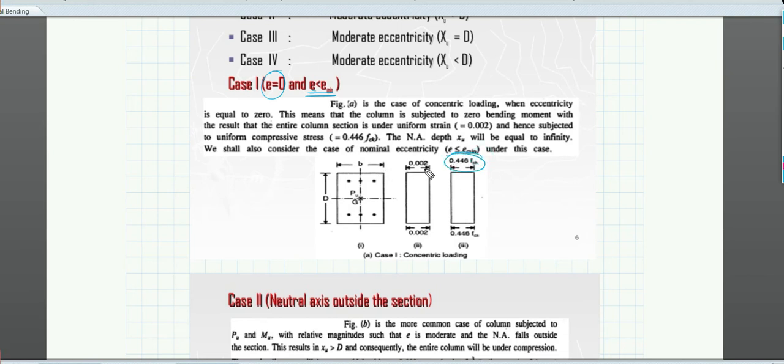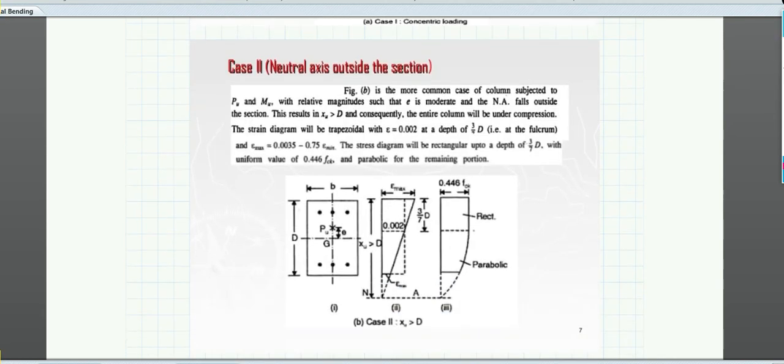0.446 fck, and you know that the rectangular portion begins from 0.002 of strain. So the strain is basically 0.002 everywhere. The maximum strain will be 0.002 and the maximum stress will be 0.446 fck. This is the case for e equal to 0, if there is no eccentricity. Now moderate eccentricity, that means neutral axis outside the section. What will happen?